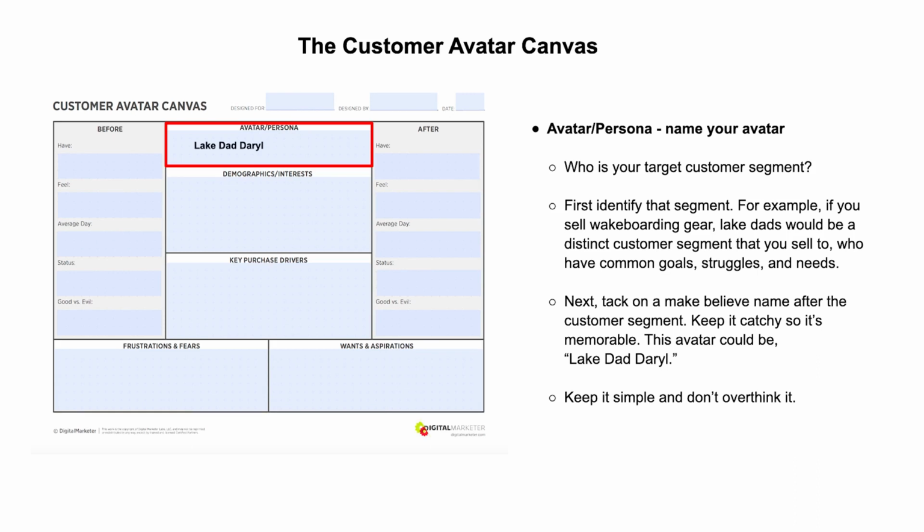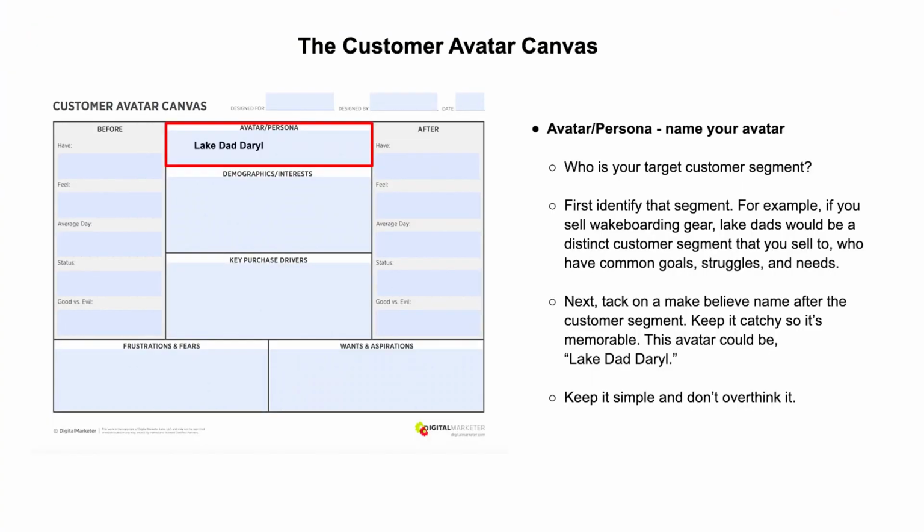This part is going to be simple. You want to be thinking about the target customer segment. For this one, we're thinking about the lake dads. The whole idea with the customer avatar canvas is that we are trying to build a profile that all of the lake dads have in common: similar interests, similar passions, similar fears, and all that good stuff.